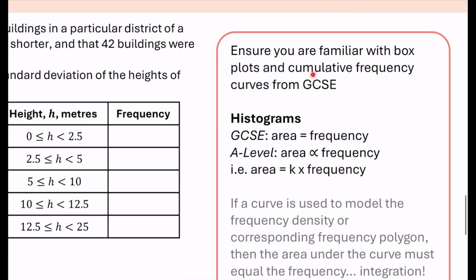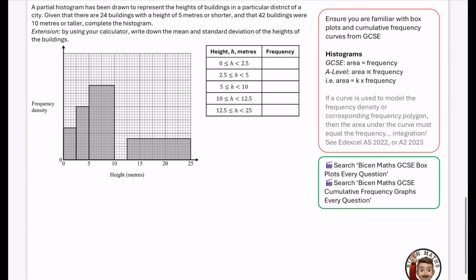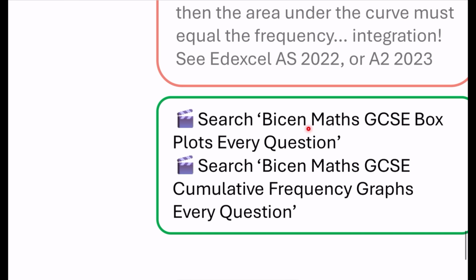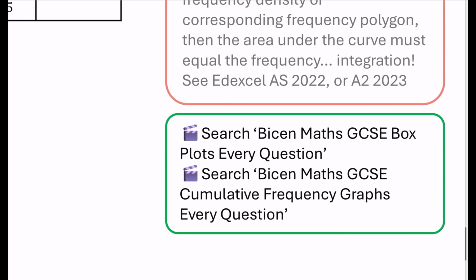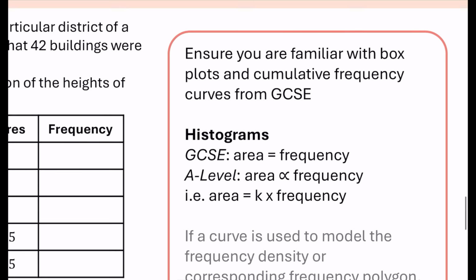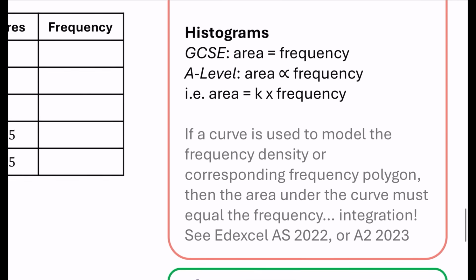If you are not very familiar with box plots and cumulative frequency curves from GCSE and you just want a bit of a refresher, if you search Bison-Math GCSE box plots every question, Bison-Math GCSE cumulative frequency graphs every question, you'll be taken to my other YouTube channel where I go through lots of GCSE questions on these particular topics, and you will have your minds refreshed very, very quickly. Some of those questions are pretty tricky and challenging, but I just thought I would mention that because I'm not going to cover it in this video.